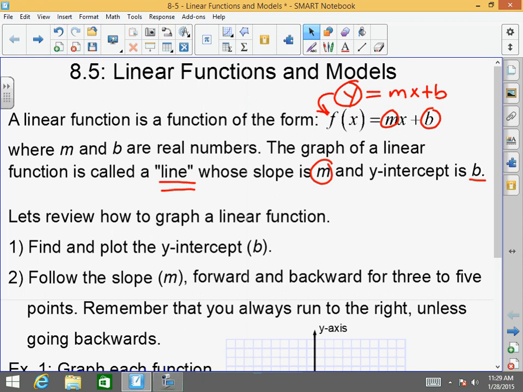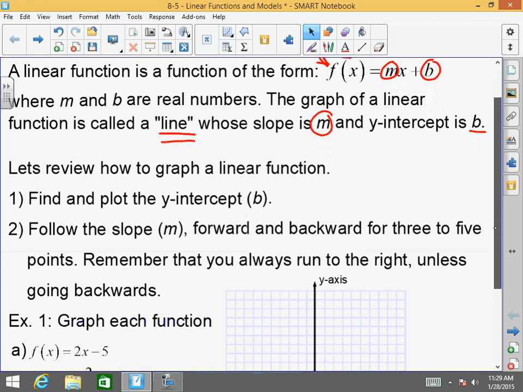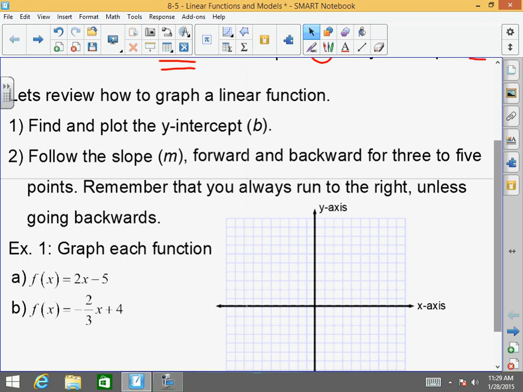How do we graph a linear function? Let's review it, because it's the same exact way that we graph a linear equation. Number one, you find and plot the y-intercept. Number two, you follow the slope, which is the m, both forward and backwards, for 3 to 5 points from that y-intercept. Remember that you always run to the right unless going backwards.